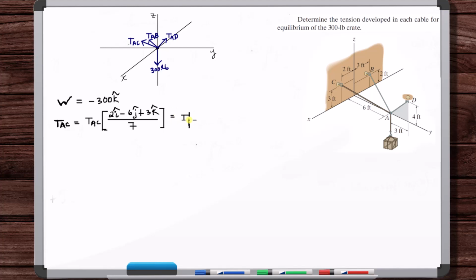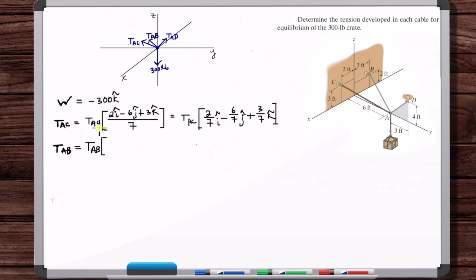Now let's simplify this. We've got 2/7 I minus 6/7 J plus 3/7 K. Okay. Now let's do the force vector in cable AB. So the magnitude of the tension in AB, and now we just need to write out a unit vector going in the direction of AB.